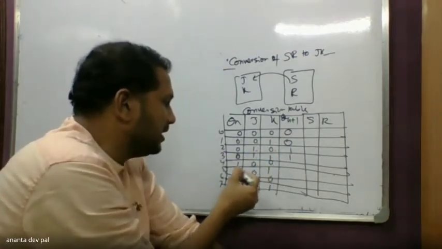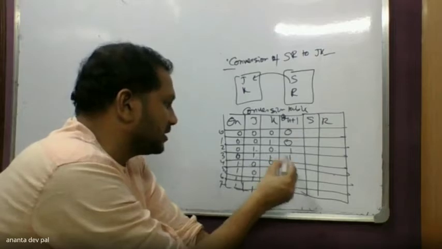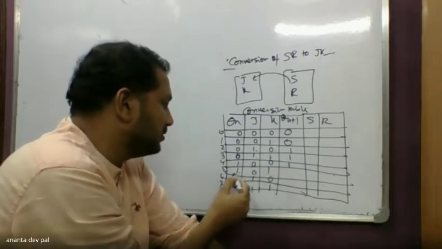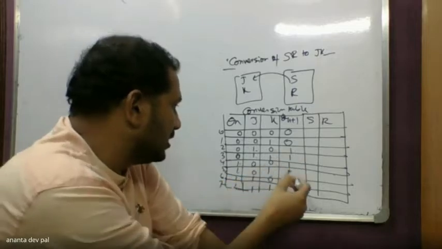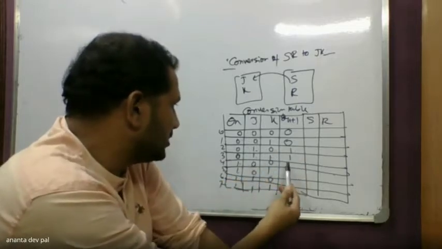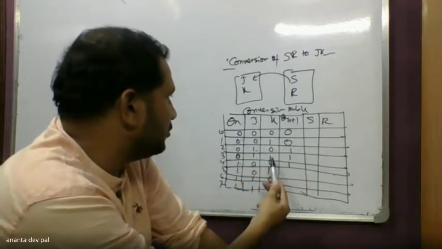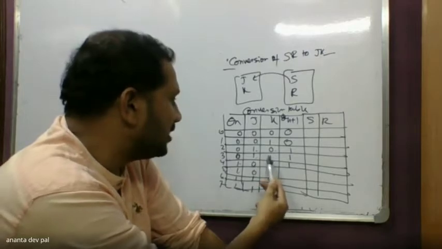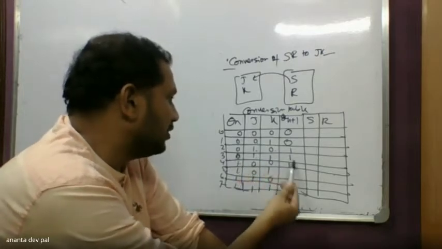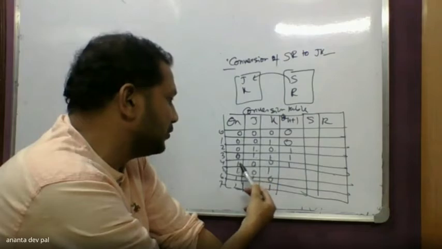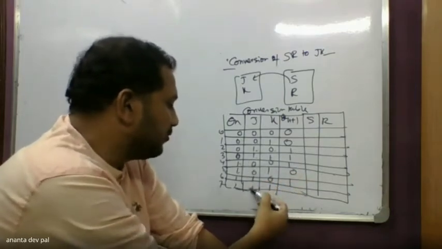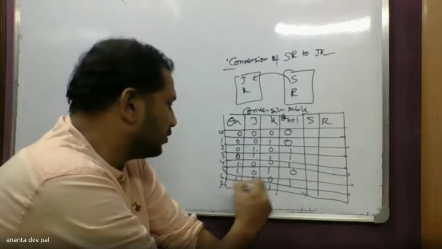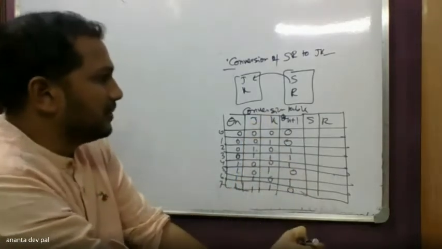For 0 0 again it is no change, that is 1 is transferred to here. For 1 0 that is 1 1, for 1 0 it is 0 1. For 1 1, that is 0, it is toggle. For 0 0 it is no change, for 0 1 it is again 0, for 1 0 it is set, for 1 1 that is again toggle, means 0. So this is the Qn plus 1 column.